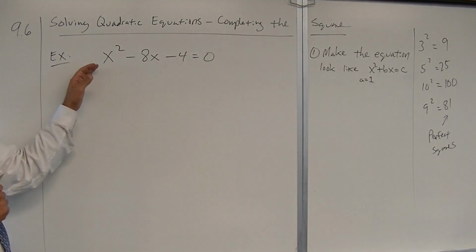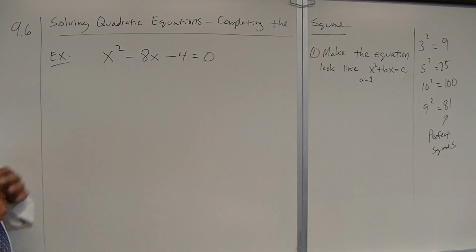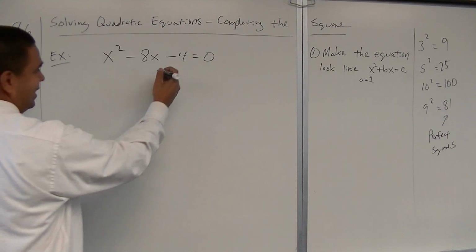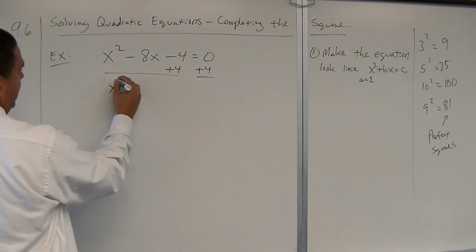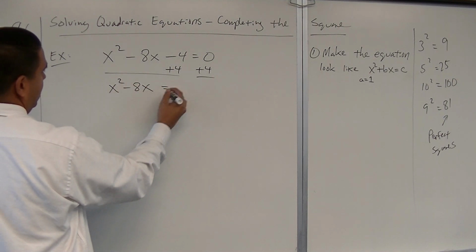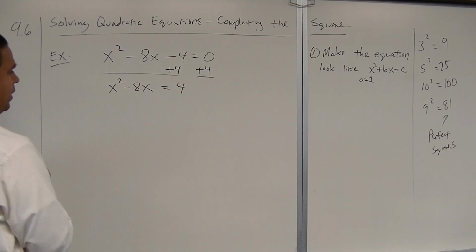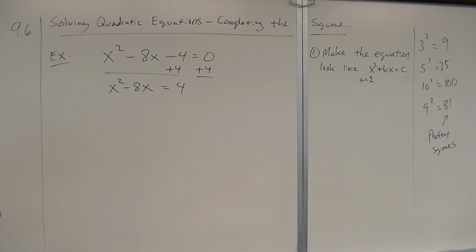Looking at this example, what would be the first step? Add 4, that's correct. So we get x squared minus 8x equals 4. Careful, we don't divide here.